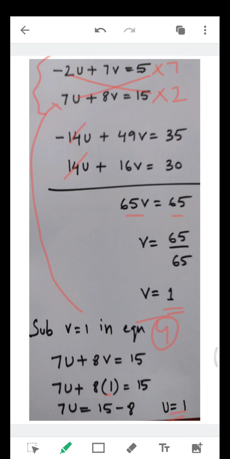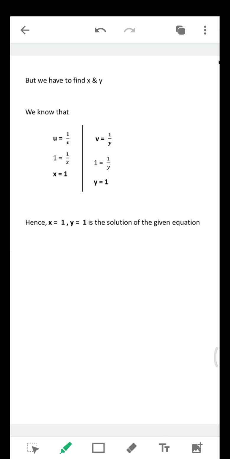So v is equal to 1 and u is equal to 1. These two values I'll take here. But we have to find x and y. We have got u and v values, u is 1 and v is 1, but do we have to find u and v? No, we have to find x and y.